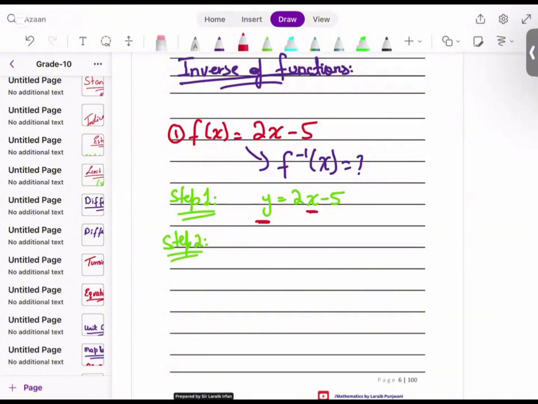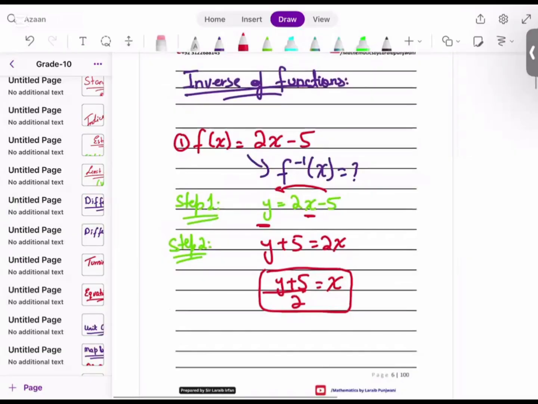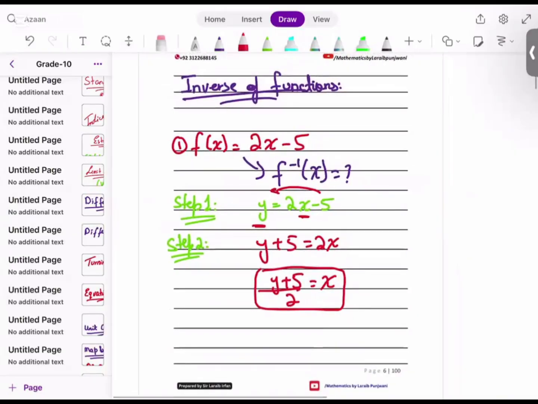So, how can I make x the subject? I will move minus 5 to this side. And 2 is multiplying, so it will be divided. So, I make x the subject. Yes, Azan, you understand step 1 and step 2? Okay. Now, the last step.